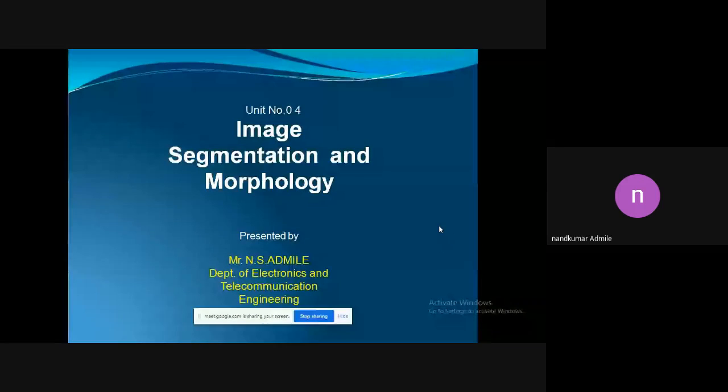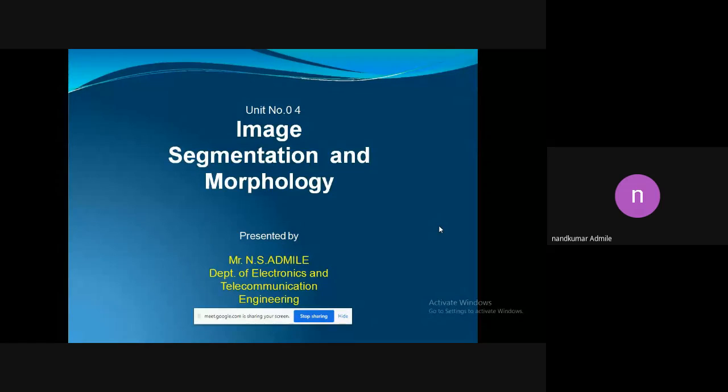So in the last lecture, we started unit number 4, that is image segmentation and morphology. Yesterday we discussed three types of techniques: point detection, line detection, and edge detection. If the concept is not clear, today we will also revise these three detection techniques. Before starting with them, we first need to understand image segmentation and image morphology, which we also discussed yesterday.